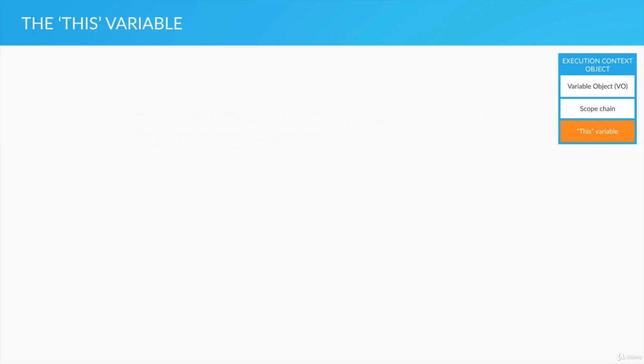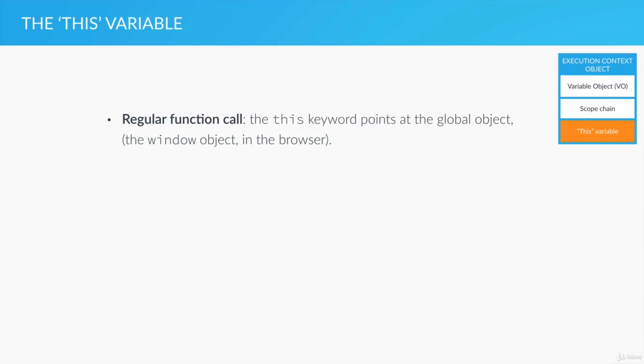So the this variable is a variable that each and every execution context gets, and as we already know, it is stored in the execution context object. So where does the this variable or the this keyword point? In a regular function call, the this keyword simply points at the global object, which in case of the browser is the window object. And this is actually the default. Simple as that. In a method call, which as you remember is a function that is attached to an object, the this variable points to the object that is calling the method.